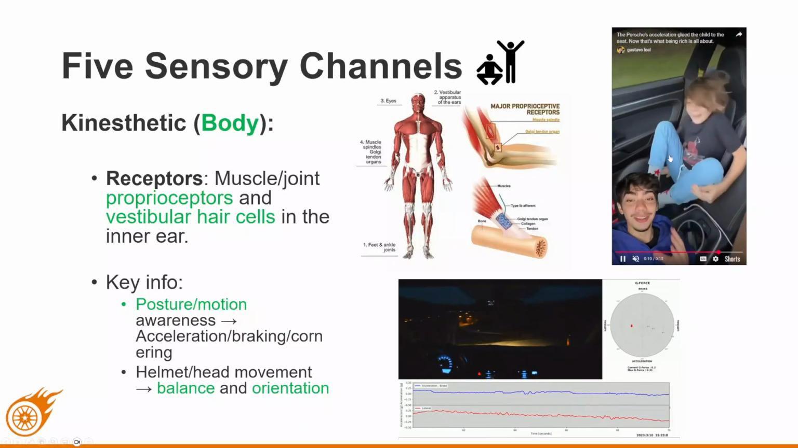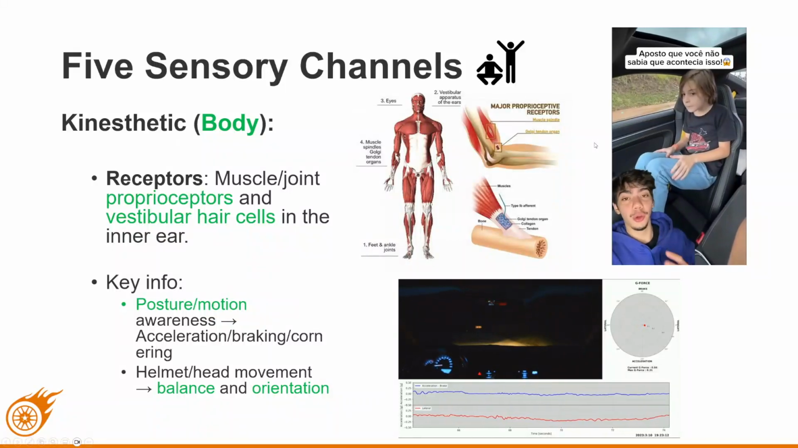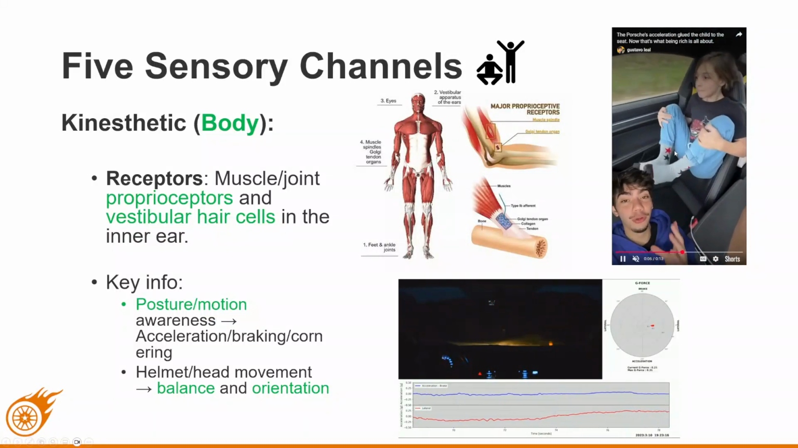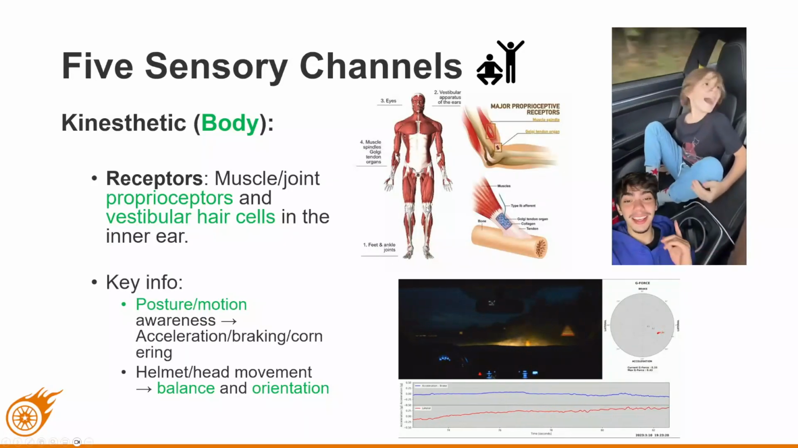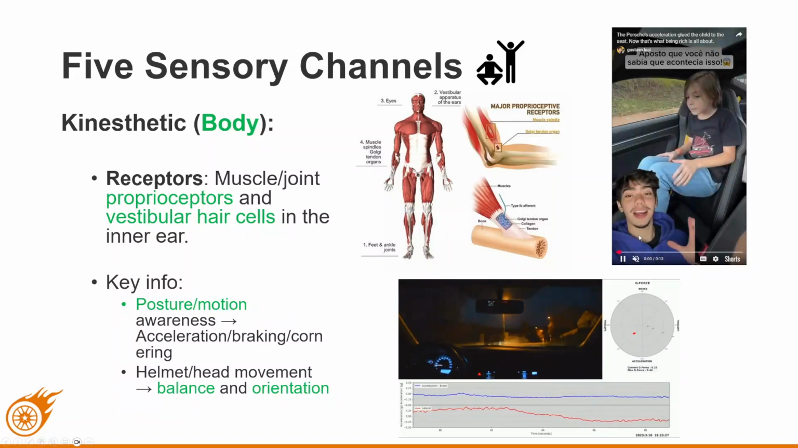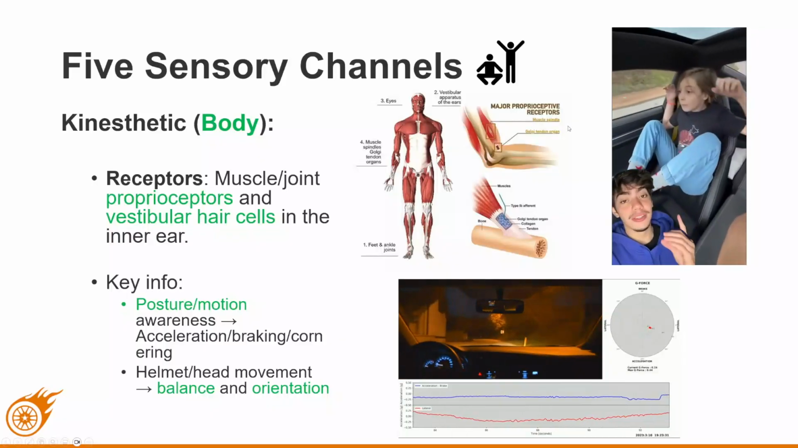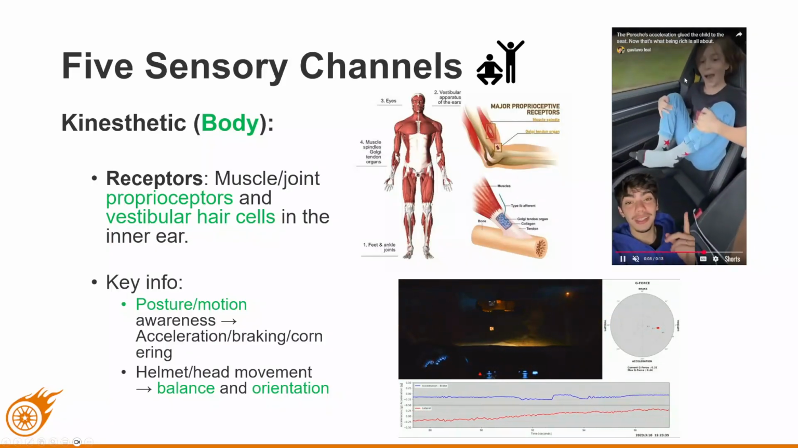You can see in this video here, you can feel. This is a test people do for torquiness in their car. You can see this kid is pressed right up against his seat. That's an example of both your proprioceptors and vestibular hair cells detecting movement. If you close your eyes, you would know that the car is launching forward very rapidly. That's what we're demonstrating here.